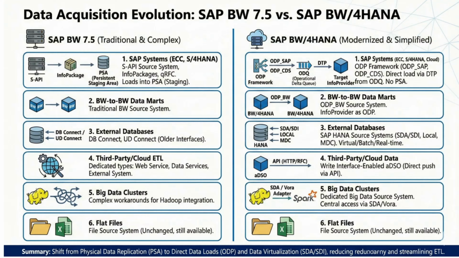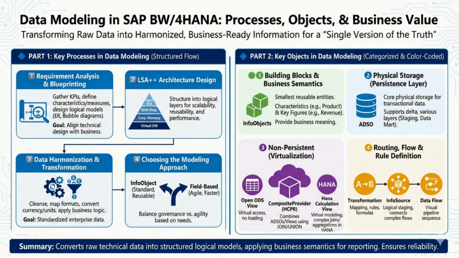Now let's move to the next layer of the architecture, which is data modeling. So data modeling is where we turn raw data into harmonized, business-ready information for a reliable single version of the truth for business reports. Let's start with the key processes of this layer.